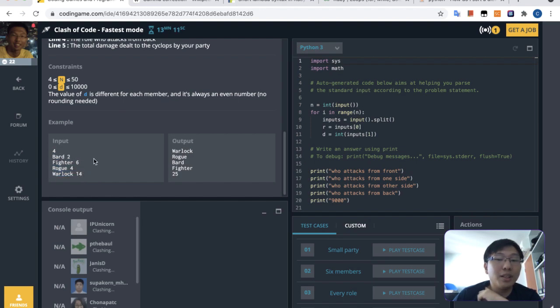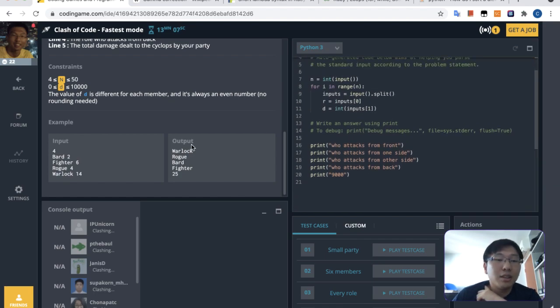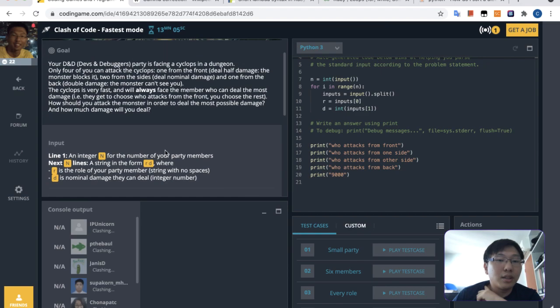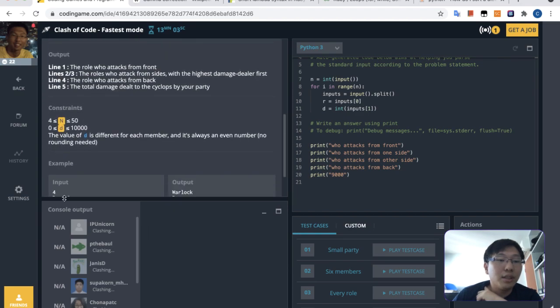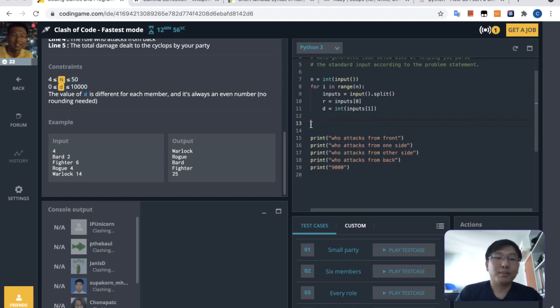So basically it's the same thing as the previous question, I guess. So how much damage will you do? You can then just take the rows and multiply it. Okay, so what we need to do is sort them in terms of their damage. So, let's see.